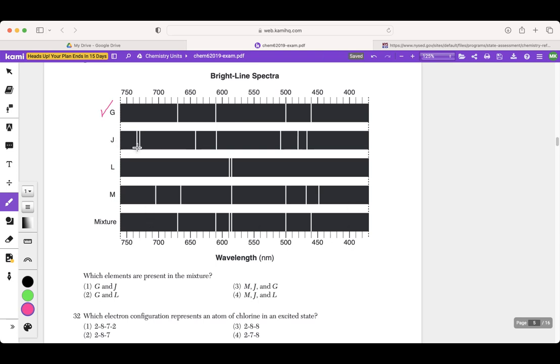Let's look at J. These two lines do not match up with the mixture, so it cannot be J. Let's look at L. These two lines do line up with these two lines in the mixture, so it is in there. Element M. This does not match up. This does not match up. This does, and this does, and these don't. It's all or none. If some of them do not match up, it is not in there. So therefore, we're left with G and L, which gives you choice 2.